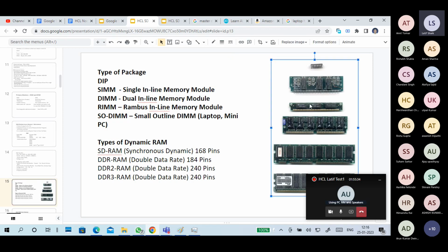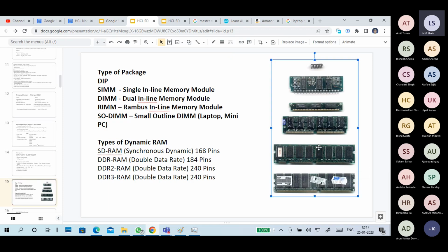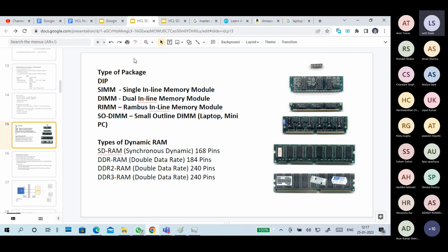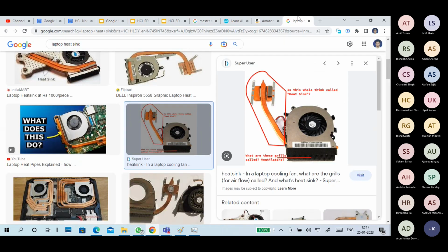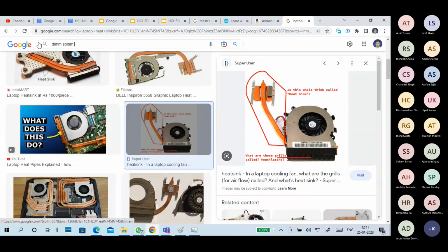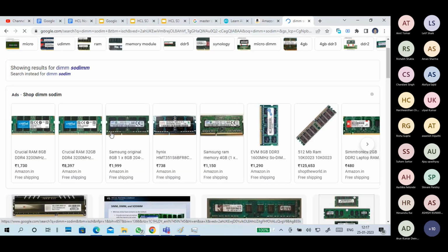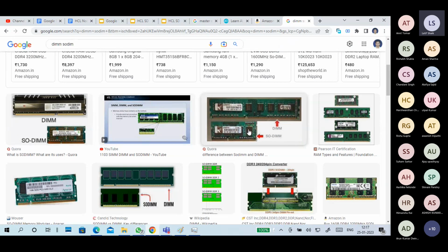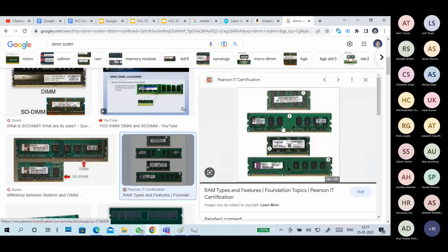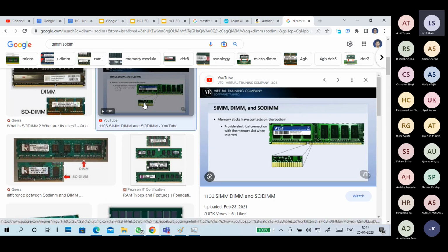Guys, this is how RAMs look. Nowadays RAMs are a little different. Each RAM has different pin configurations. So there are DIMM packages and SODIMM packages.